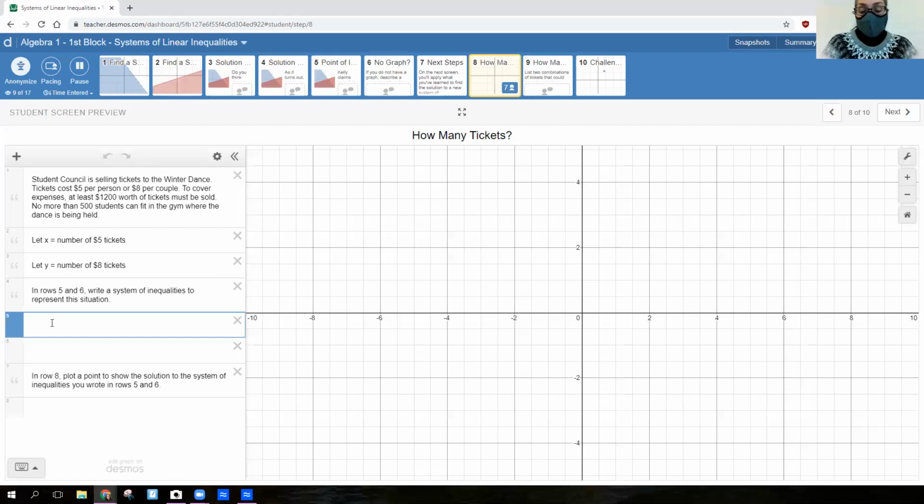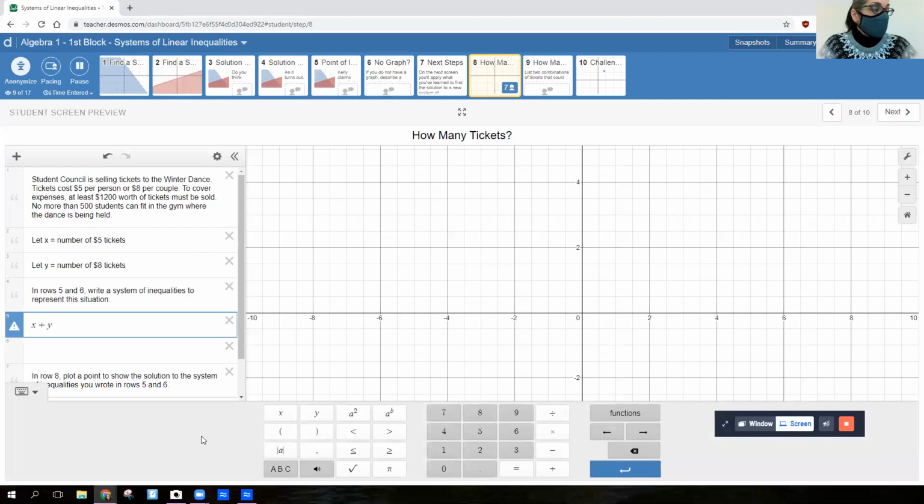So your first inequality will be X. That's the number of people that bought an individual ticket. They're going by themselves. We're going solo. Plus the number of couples. So that's Y. When you put all the couples and all the individuals together, that cannot be more than 500 people. So that's going to be less than or equal to. Down here in the lower left corner, you can use the Desmos keyboard if you want to, and it has the nice less than or equal to right there for you. 500.